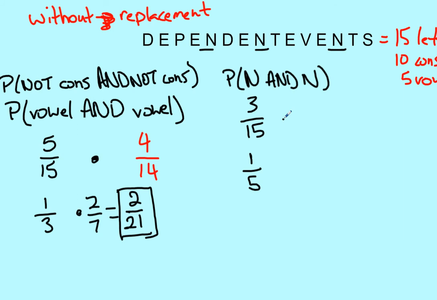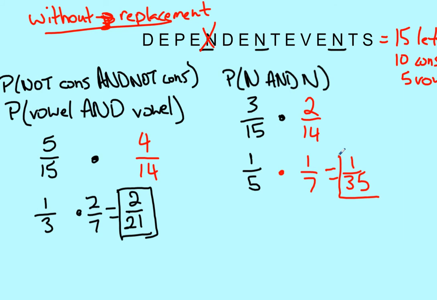We've got to consider what is the probability of getting a second one. So just like before, we pick it once, we can't pick it again if we're not replacing it. So there are only 2 N's remaining out of 14 total choices. Simplify, 2 over 14 is 1 out of 7. Multiply these together, this is 1 out of 35. That's that. Okay.